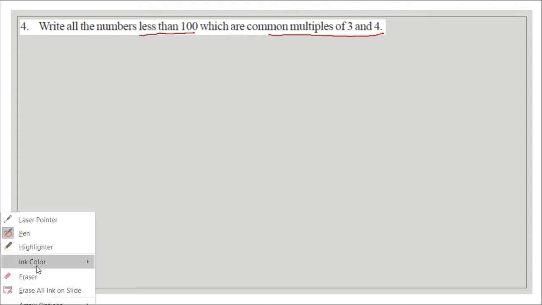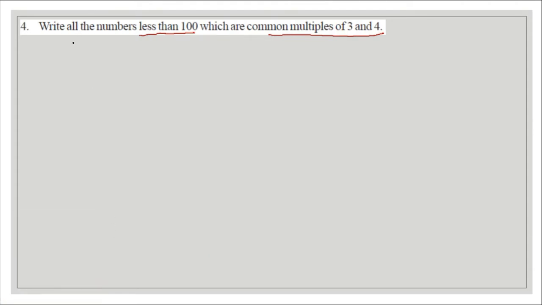Let us look at question 4. Write all the numbers less than 100 which are common multiples of 3 and 4. The number should be less than 100 and they should be common multiples of 3 and 4. Before finding the common multiples, let's find out the multiples of 3 less than 100. It is a little lengthy. Let me write it here, multiples of 3.